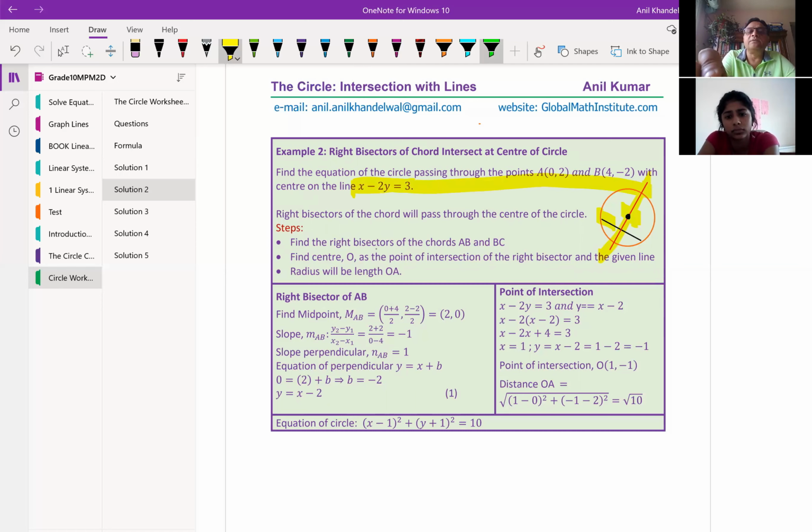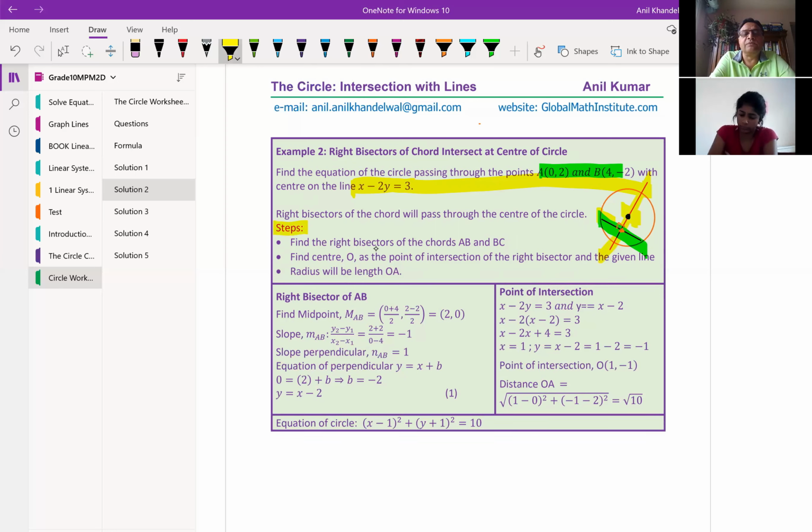Now the 2 points which we're talking about, A and B, are forming a chord. So clearly for us, if I have the right bisector of the chord, it is going through the center. So that means I do get the center point also. Clear? Now, for such questions, our approach is going to be kind of like this.